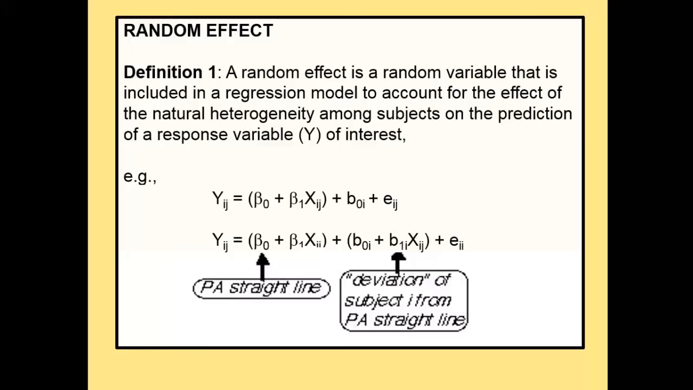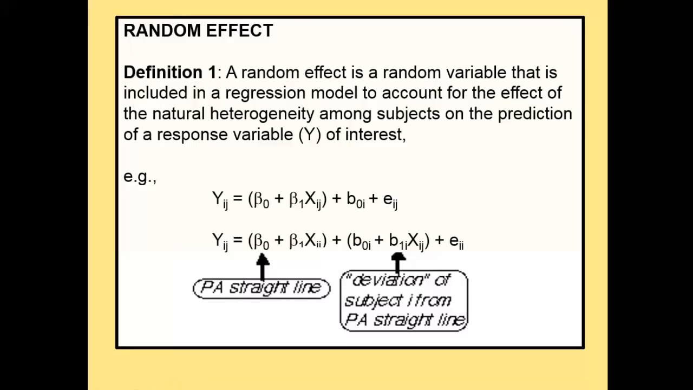But let's talk about what a random effect is. A random variable that is included in a regression model to account for the effect of the natural heterogeneity among subjects on the prediction of a response variable of interest. So the key thing is the natural heterogeneity amongst subjects. What does that mean? Let's see what that means.